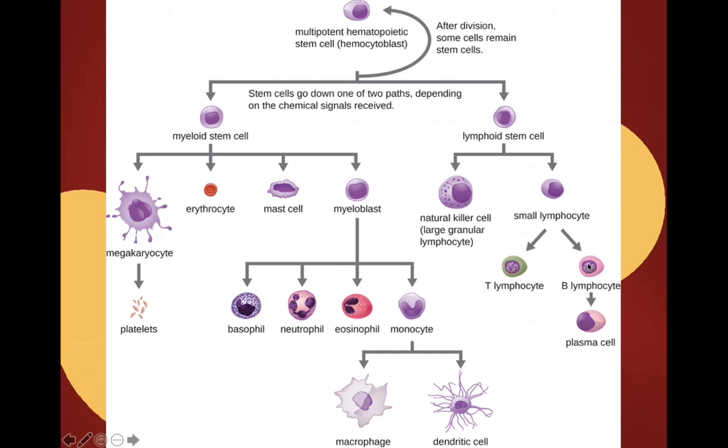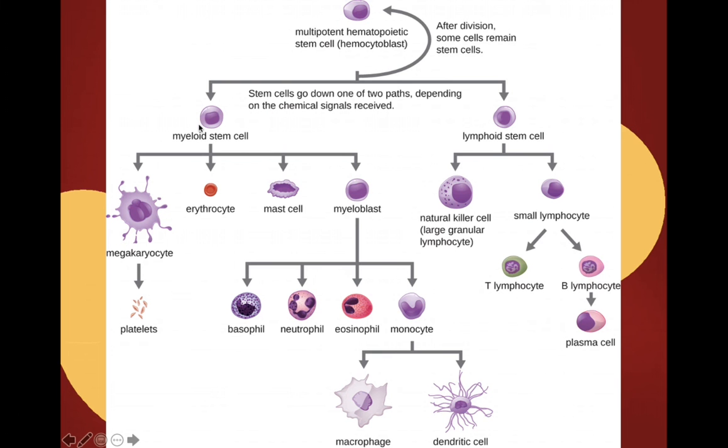Our B lymphocytes can evolve and produce plasma cells. And these plasma cells here are the ones that actually produce antibodies. So on the last slide, it said B cells produce antibodies. Yes, indirectly. So B cells become plasma cells, and plasma cells can produce antibodies.